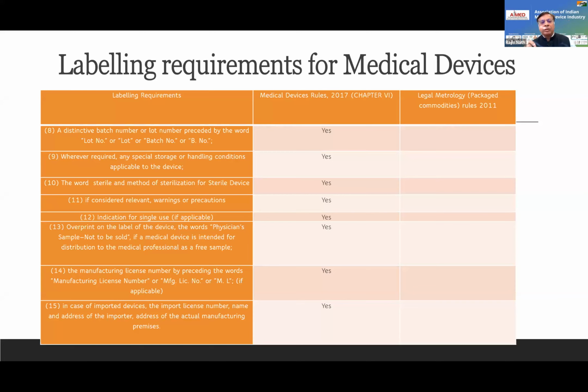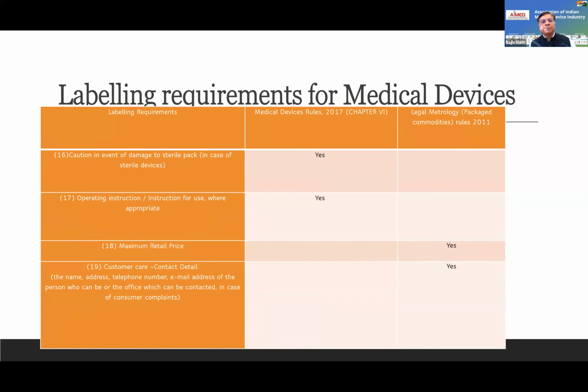Along with that, you need to give a manufacturing license number or the ML number as applicable, or the import license number as applicable. In case the product is not sterile, or if it is damaged, there needs to be a statement or a logo stating that. Then the operating instructions or IFUs need to be kept alongside on the unit pack, or cross-linked by giving a symbol that indicates you have to see the cautionary IFU, which may be in the shelf box or can also be on the website. So it has to be cross-linked with that.